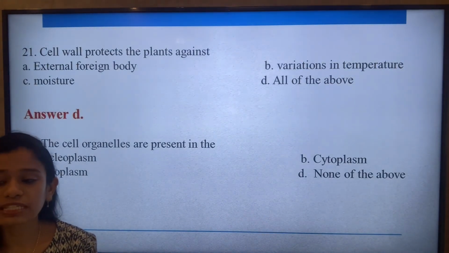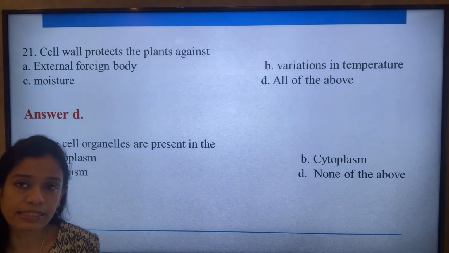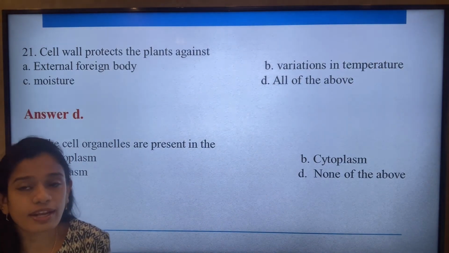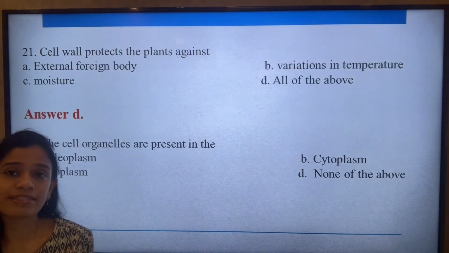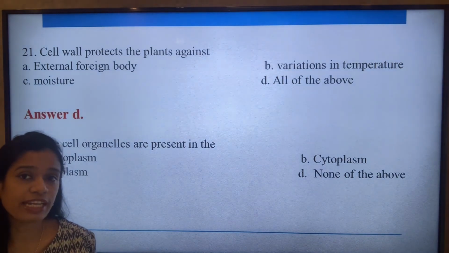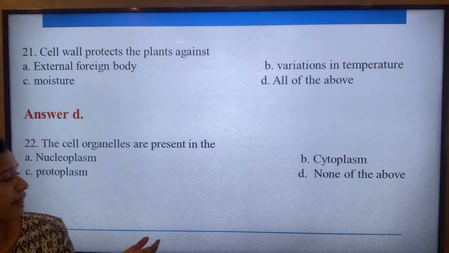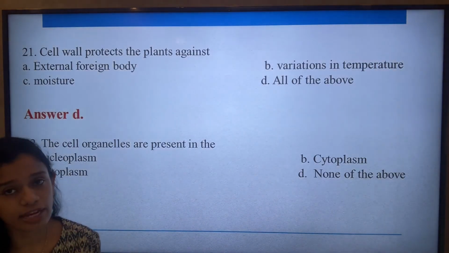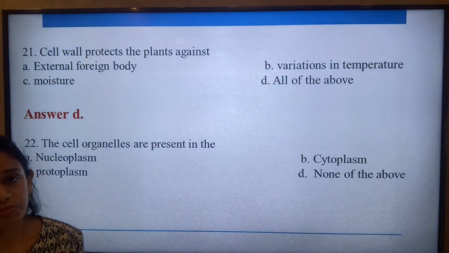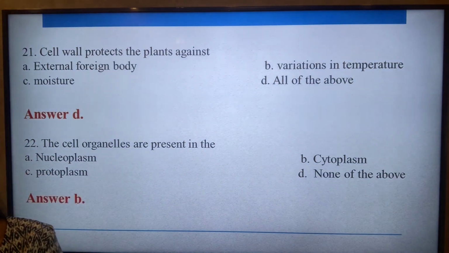Next question, the cell organelles are present in the. I think in the last question I told you that the cell organelles remain embedded in the jelly-like material, and that is known as the cytoplasm, not the nucleoplasm. So option B is the correct answer.